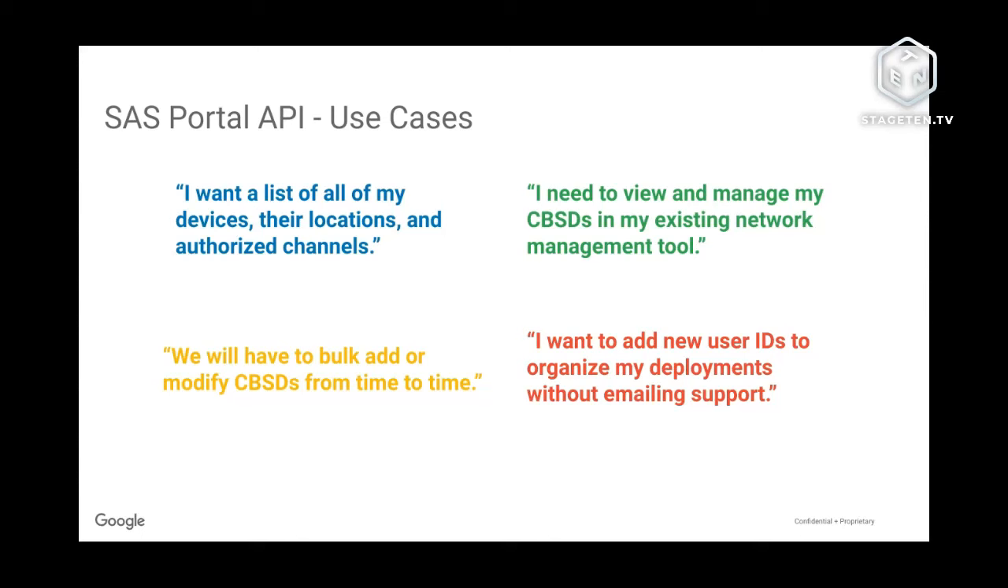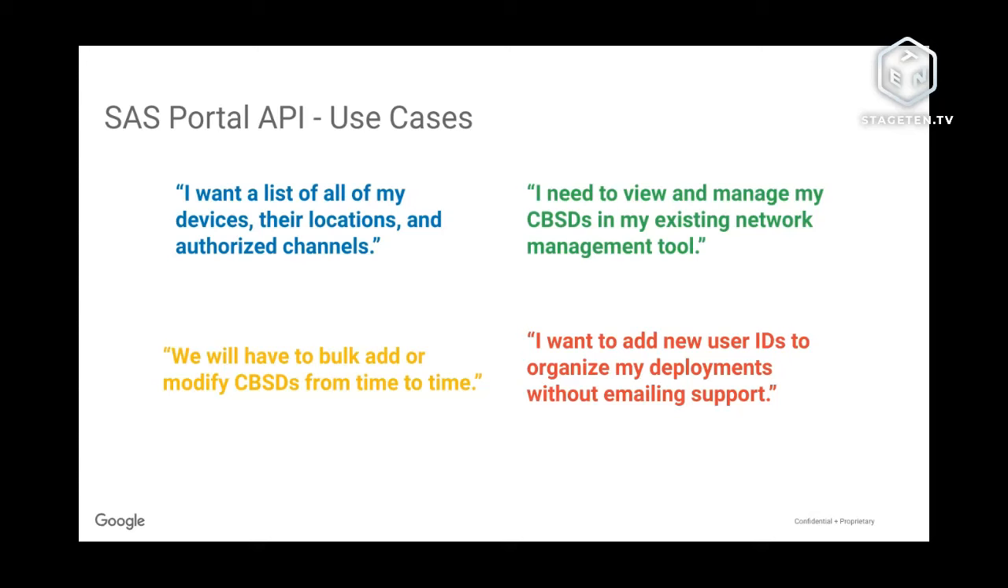You can basically download all the information that we have on all of your devices, and then you can format it however you'd like. You can download it and write a script to convert it into a CSV. You could download it and integrate it into an existing network management tool. So we have the SAS Portal API available to you to view your devices, and you can take that data and massage it, turn it into whatever you want it to look like.